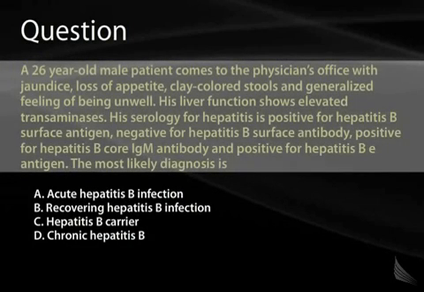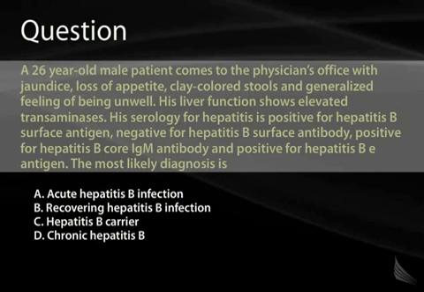Next question. A 26-year-old male patient comes to the physician's office with jaundice, loss of appetite, clay-colored stools, and generalized feelings of being unwell. Liver function tests show elevated transaminases, and the serology for hepatitis is positive for Hep B surface antigen. It's negative for Hep B surface antibody, positive for hepatitis B core IgM, and positive for hepatitis B E antigen. The most likely diagnosis is... so this is another variation of the same thing.